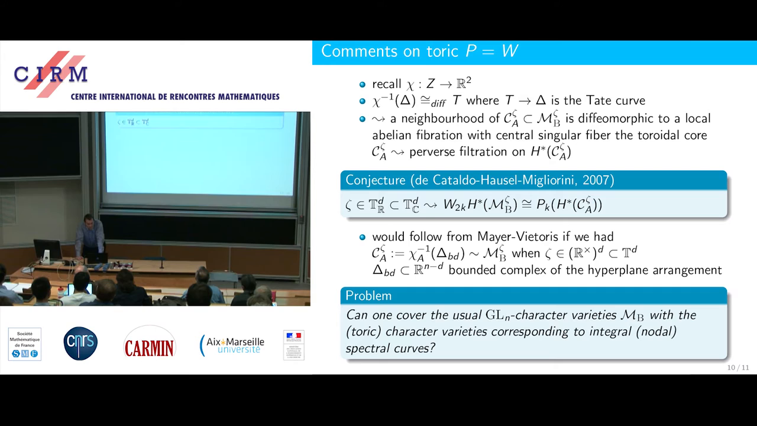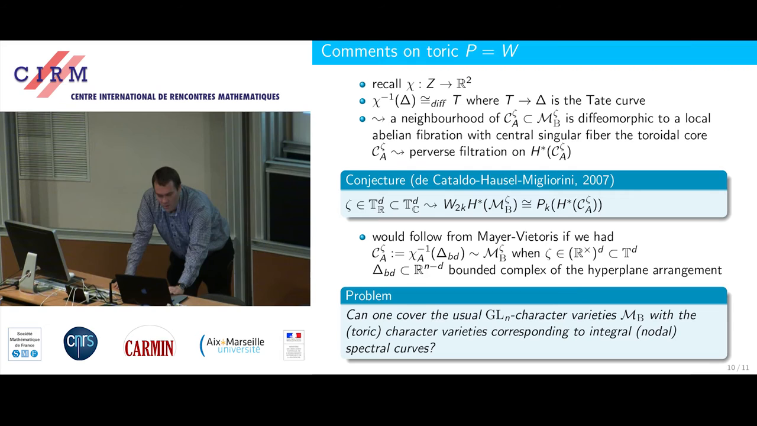So, but you can say we already had a conjecture back then, that in the case when the hyperplanes of the discriminant locus of this toric Hitchin map go through a point, which is this condition, then we have the P equals W conjecture, in the sense that the weight filtration on the character variety matches the perverse filtration on the cohomology of this singular fiber, which comes from this local abelian fibration around this. Anyway, so this was already a conjecture back then. And now we almost see this. I mean, we are close to proving something like this.